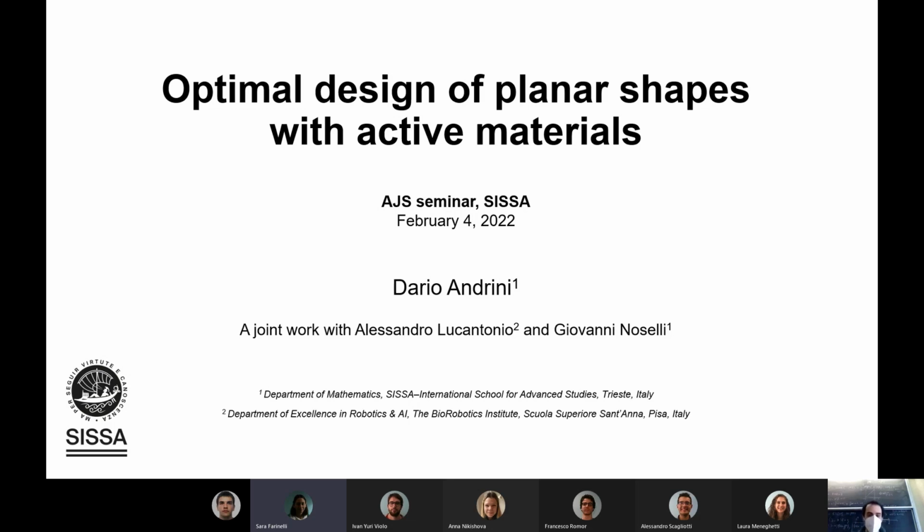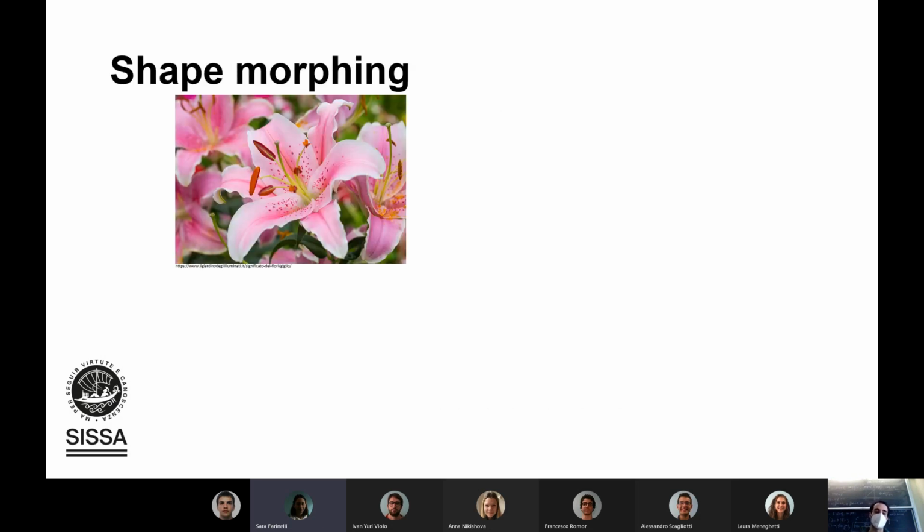So, first I will make a brief introduction of what we mean by active materials and why they are important in applications, and then I will move to the more technical part, in which I will discuss the joint work I've done with my supervisors Alessandro Lucantonio and Giovanni Noselli. So first I would like to introduce you to the topic of shape morphing.